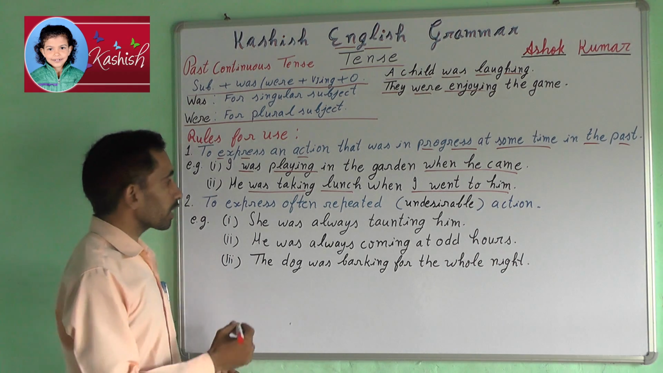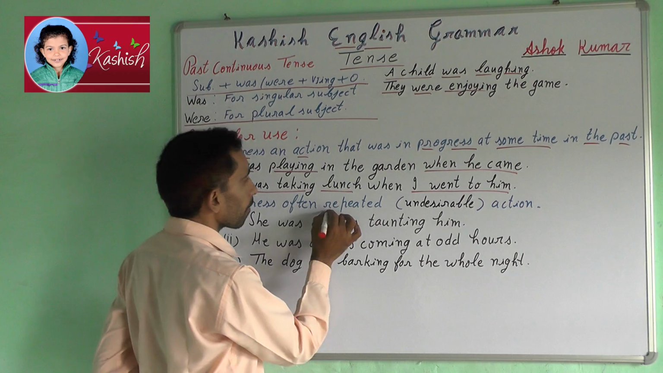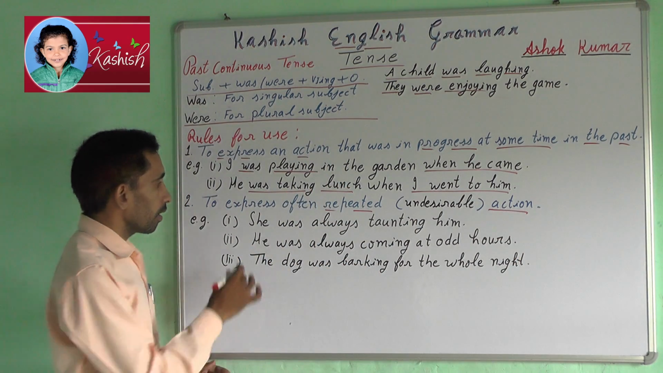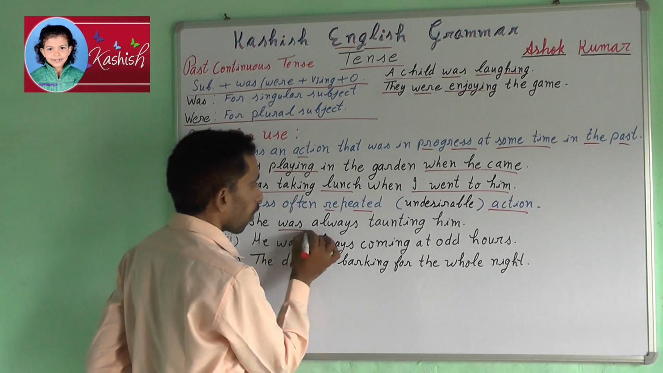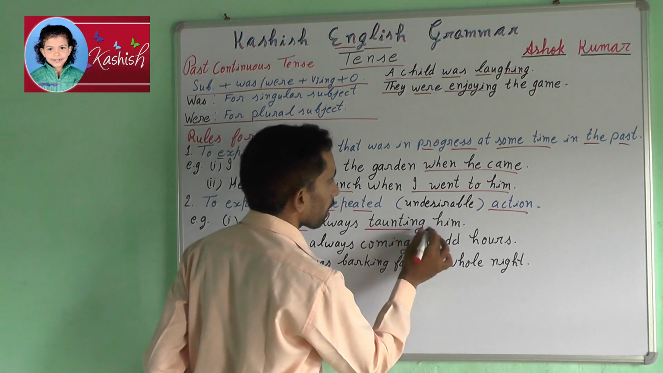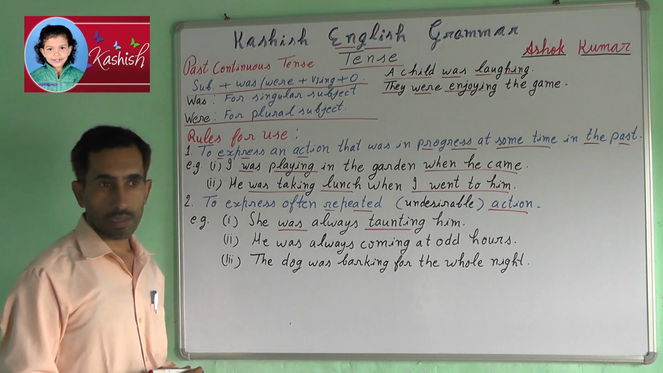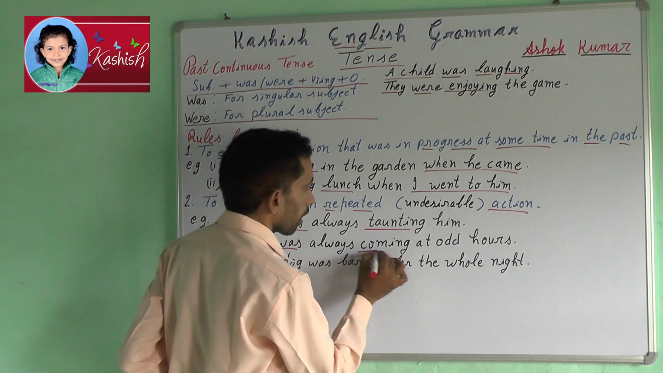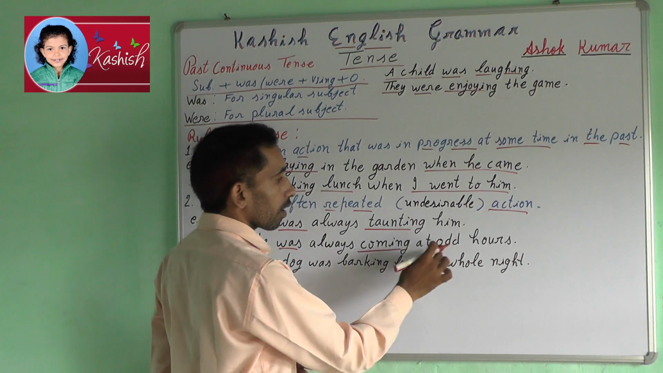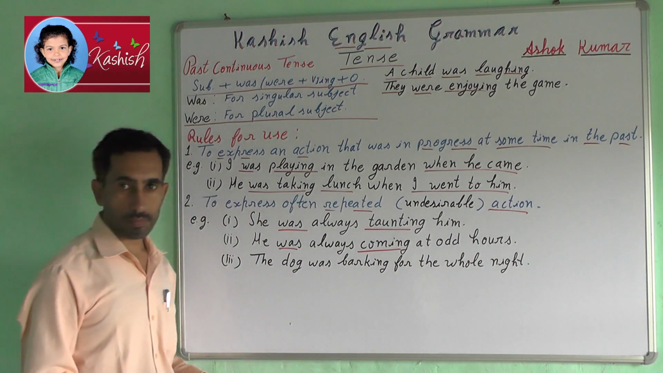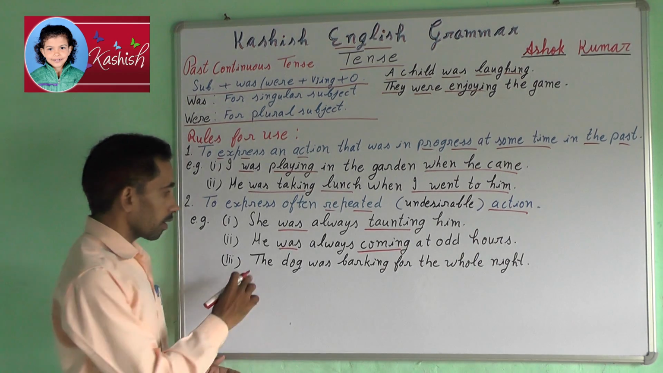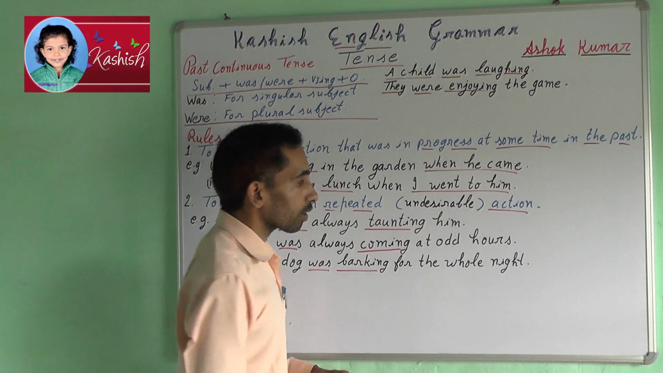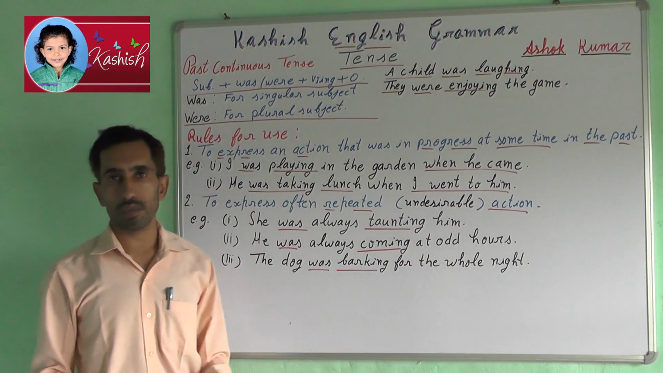Second, to express often repeated action. For example, she was always taunting him. Next, he was always coming at odd hours. Next, the dog was barking for the whole night.